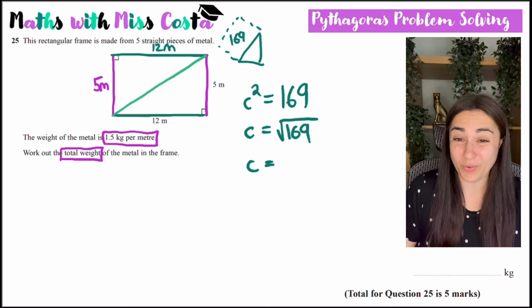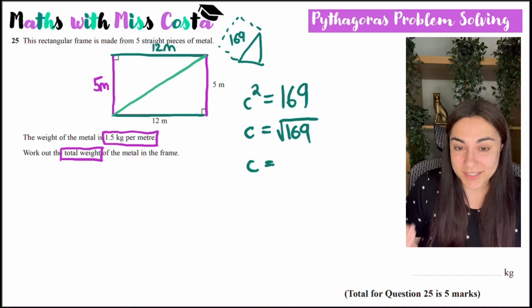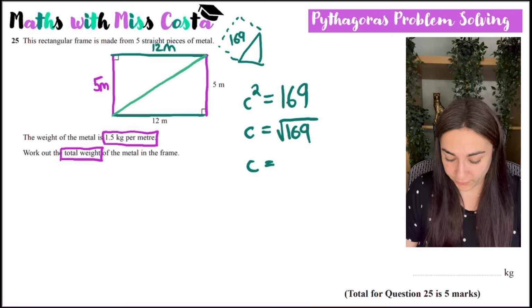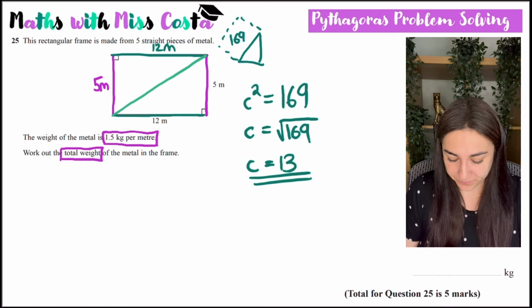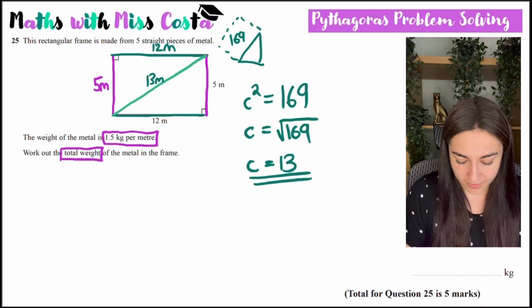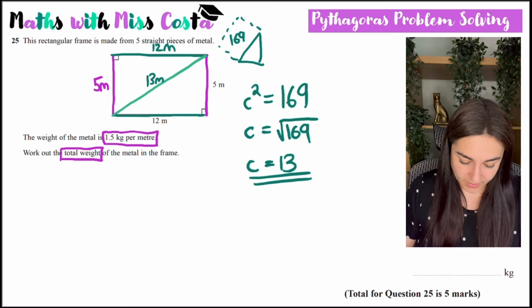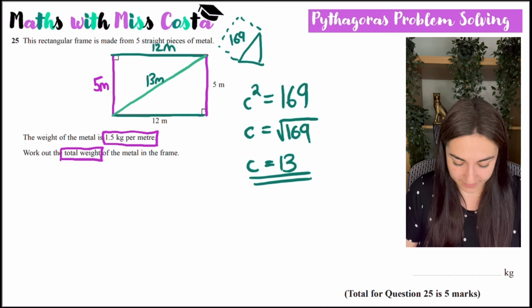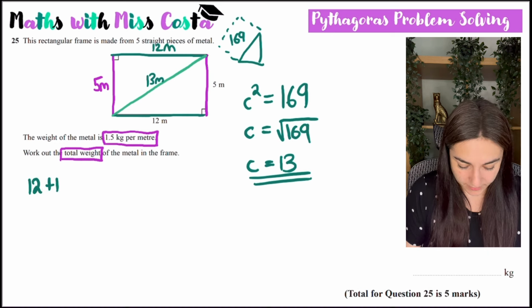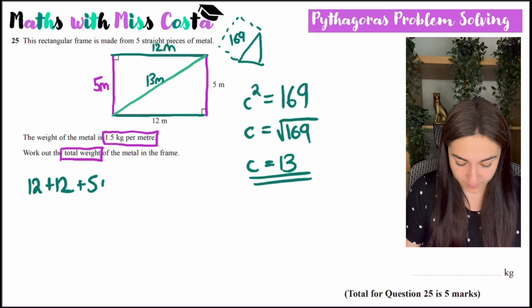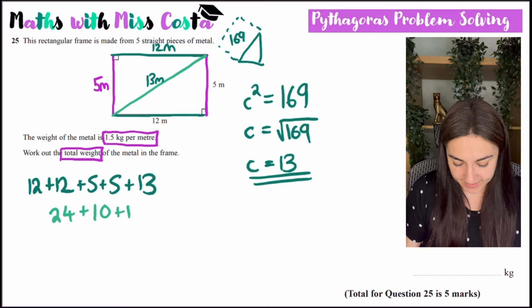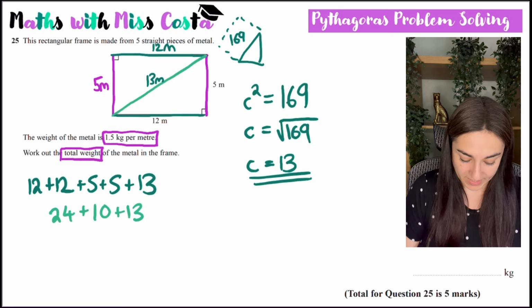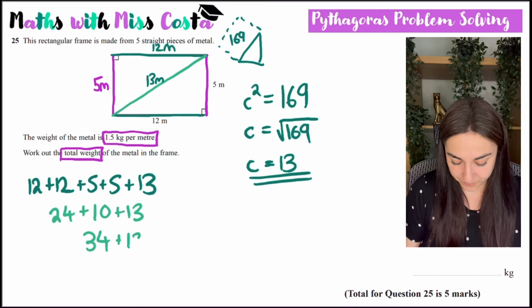And this is where it's going to be really important that we know our square numbers up until 15. So the square root of 169 is 13. So therefore, I finally know this length here. So I need to work out the total weight. So I need to add up the total of all of my lengths. So 12 plus 12, and then plus 5 plus 5 plus 13. So 12 plus 12 gives me 24. 5 plus 5 is 10, plus 13. And then 24 plus 10 is 34.